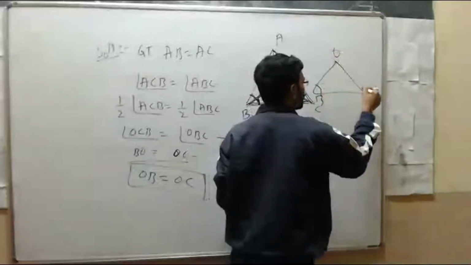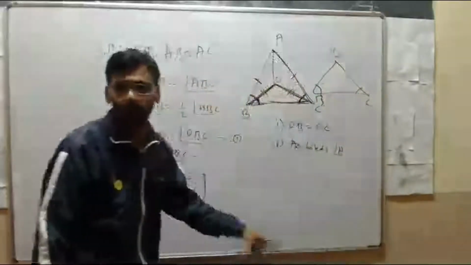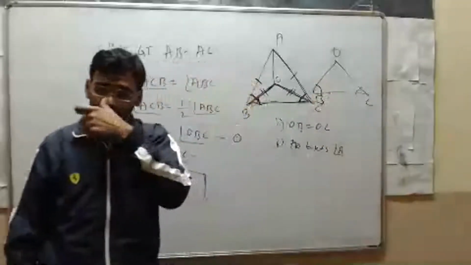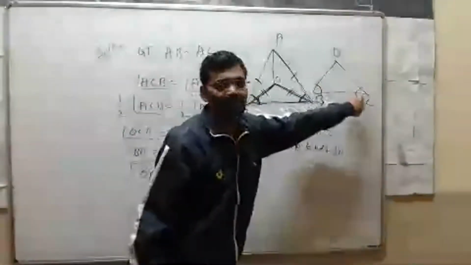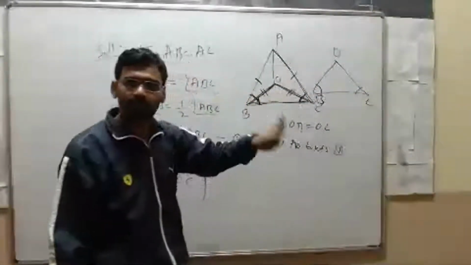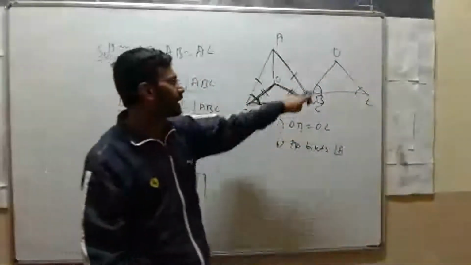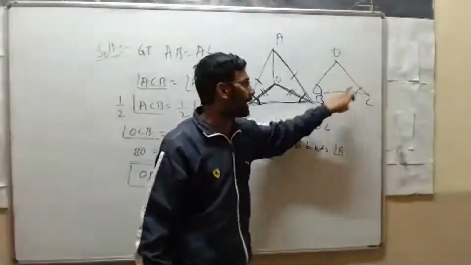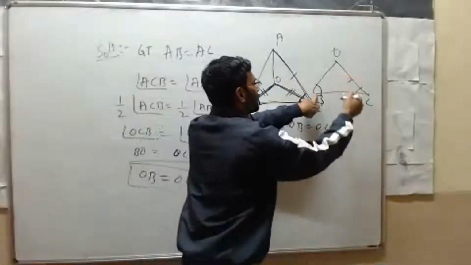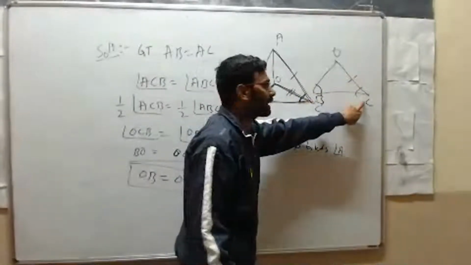It means now angle B equals angle C, by the properties of triangle, second theorem: if two angles are equal, their opposite sides are equal. If two sides are equal, their opposite angles are equal, and if two angles are equal, their opposite sides are equal. Angle B's opposite side is AC, angle C's opposite side is AB.